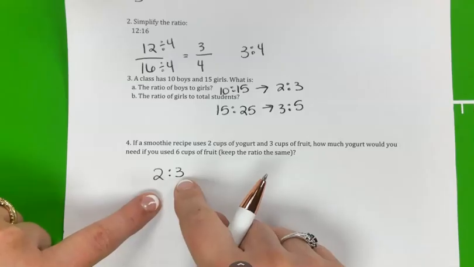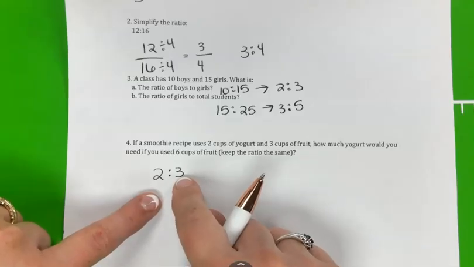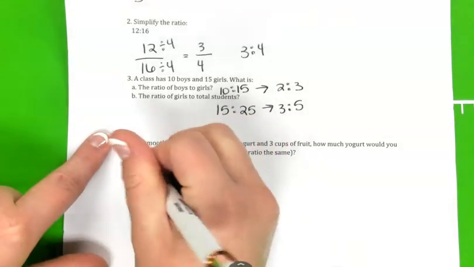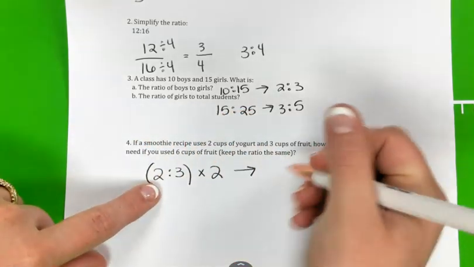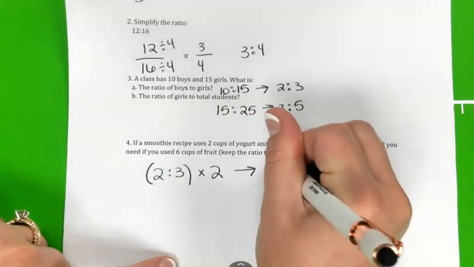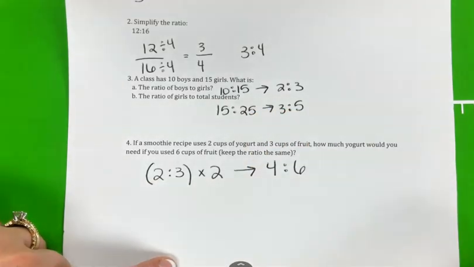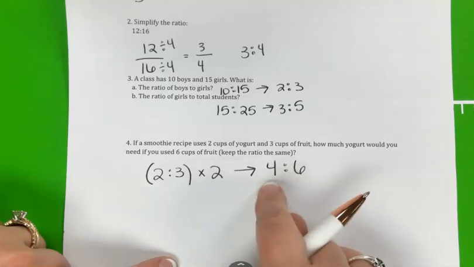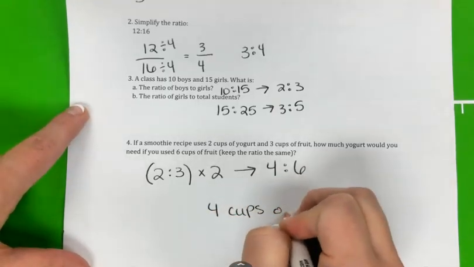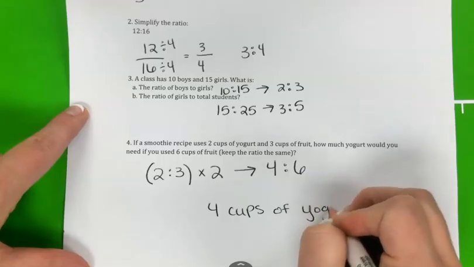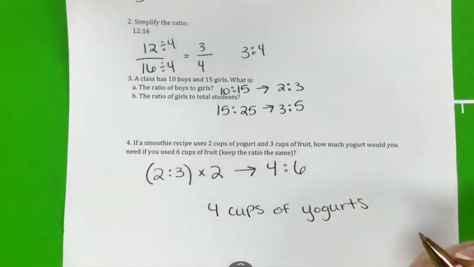Well, if my ratio originally starts with 3 cups, to get to 6 cups, I would double this. So that becomes an equivalent ratio of 4 to 6. So when I have 6 cups of fruit, I need 4 cups of yogurt. So that's where your ratios come in handy with recipes, is when you are doubling, tripling, or halving things.